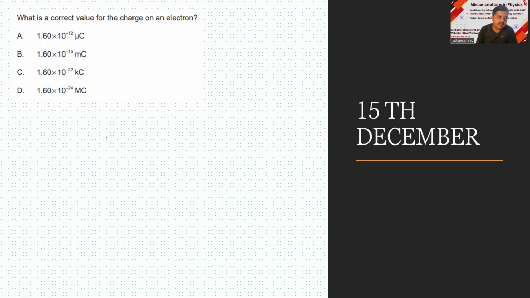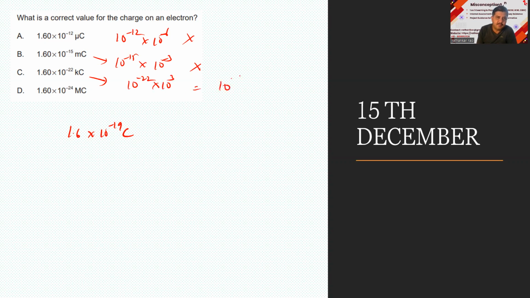What is the correct value for the charge on an electron? You already know. It's there in your data booklet also. Minus 19 coulomb. But here, see where it is being given. If I use micro, 10 power minus 6. You just see all the magnitudes are the same. 10 power minus 12 into 10 power minus 6 becomes 10 power minus 18. So this is incorrect. 10 power minus 15 multiplied by 10 power minus 3 milli is also 10 power minus 18. Not correct. Let us take up this one. 10 power minus 22 into 10 to the power of kilo 3 will be equal to 10 to the power of minus 19. Got this? So C is the right answer.